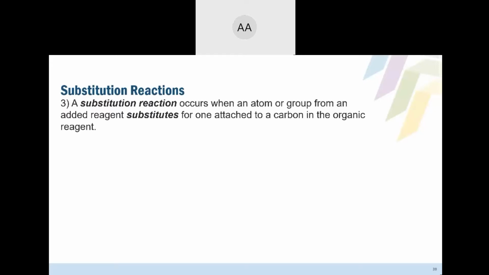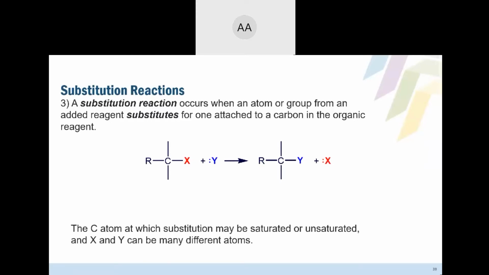So a substitution reaction occurs when an atom or group from an added reagent substitutes for one attached to a carbon in the organic reagent. So it's exactly what it says. There, a substitution takes place. So previously we had an elimination and an addition, and now we have a substitution. The carbon atom at which the substitution occurs may be saturated or unsaturated, and X and Y can be many different atoms.